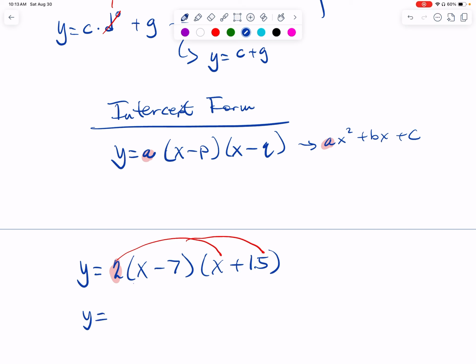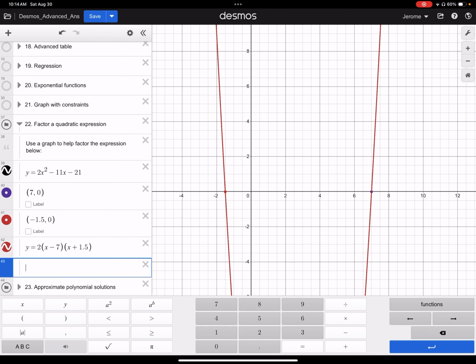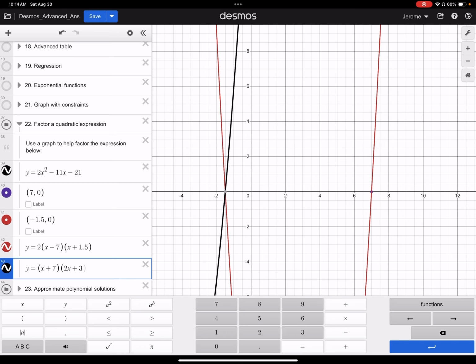So I have y is equal to, bring down this one, x minus 7. And now this 2 times the x makes this 2x, and 2 times 1.5 is 3. Now watch this. If I go back over here to Desmos really quickly, I can type this in as another equation. You're going to see that it's exactly the same, and it should give me a different color here. So y is equal to, parentheses, x plus 7, and then another set of parentheses, 2x, and then plus 3.